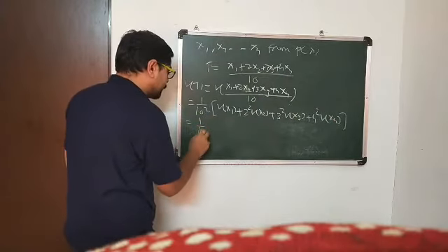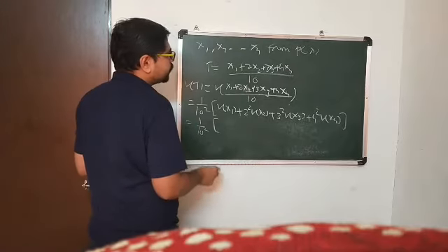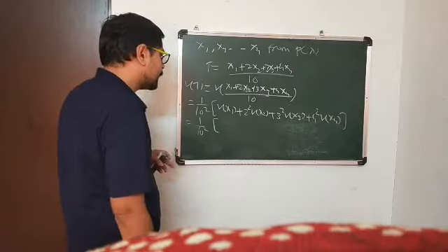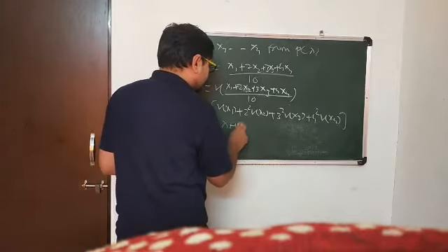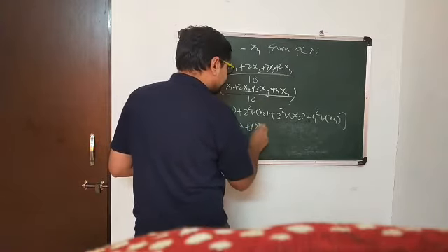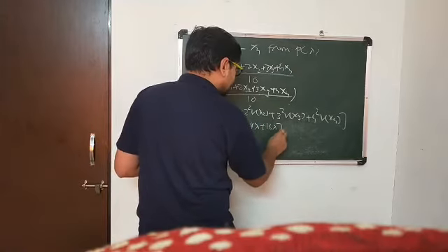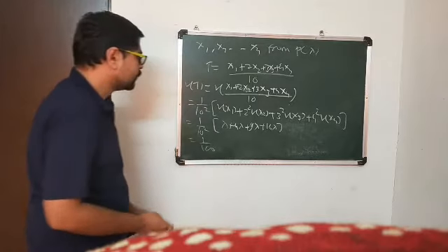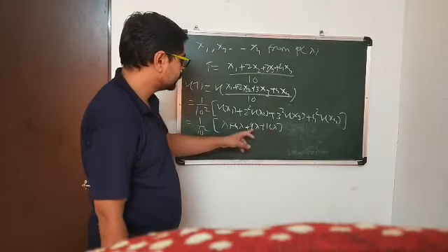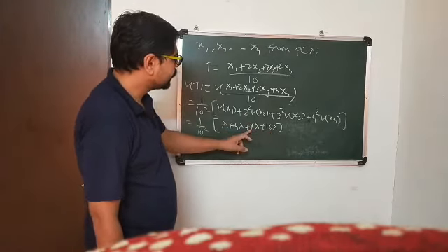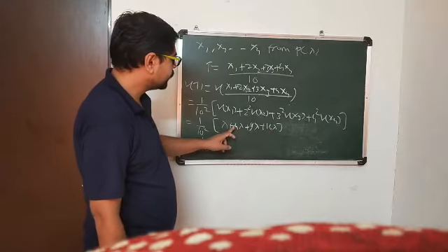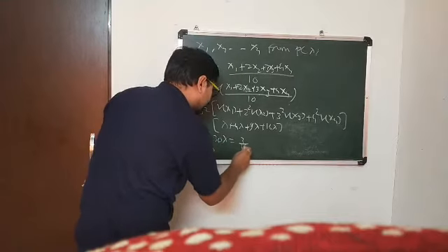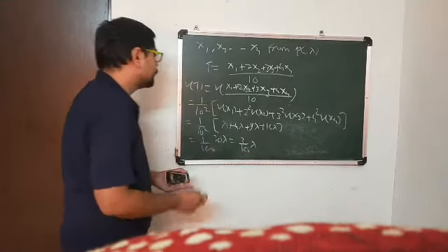So what we have? 1 upon 10 square. Variance of X1 is lambda. As it is Poisson distribution, mean and variance are the same, lambda. So lambda plus 4 lambda plus 9 lambda plus 16 lambda. So 1 upon 10 square is 100. 16 plus 9 is 25, and 5 is 30. 30 lambda. So 3 upon 10 into lambda, which is the variance of T.